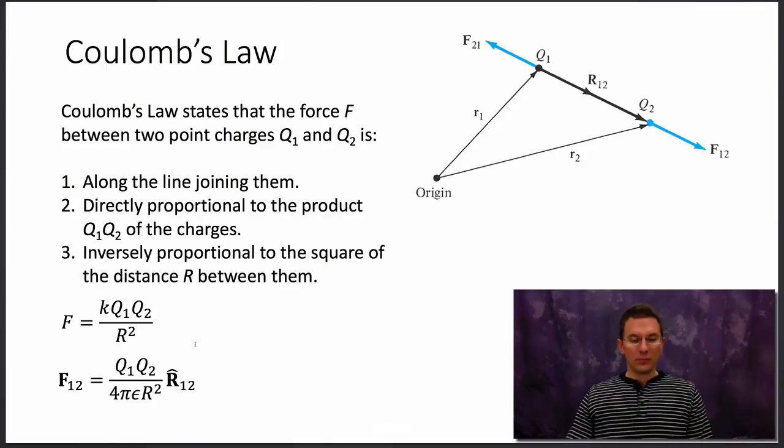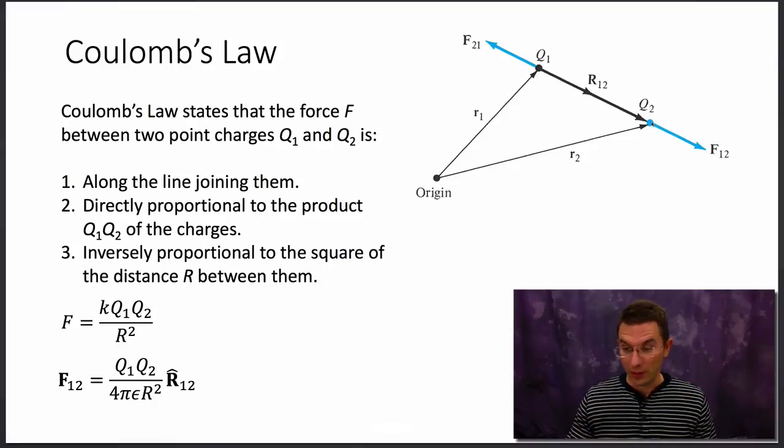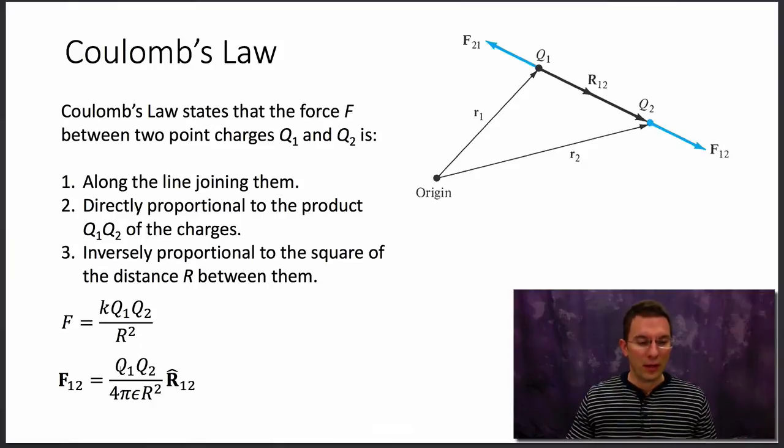Now, we can actually make a vector out of this force in this way. This again, F12 right here, is the force felt by the second charge due to the first charge. It's equal to the product of the charges divided by 4 pi times the permittivity times the square of the distance. And it points in the direction of a unit vector that points along this line right here, r sub 1, 2.